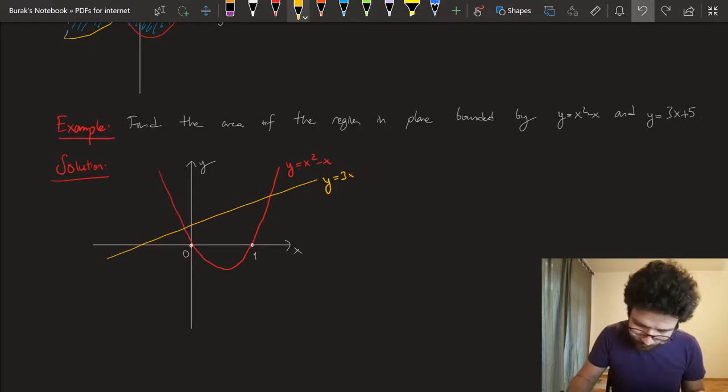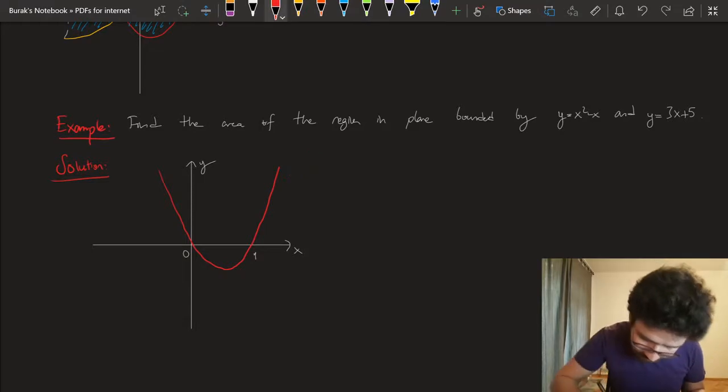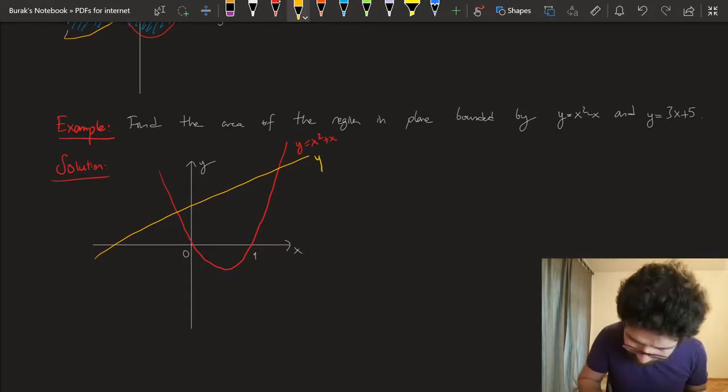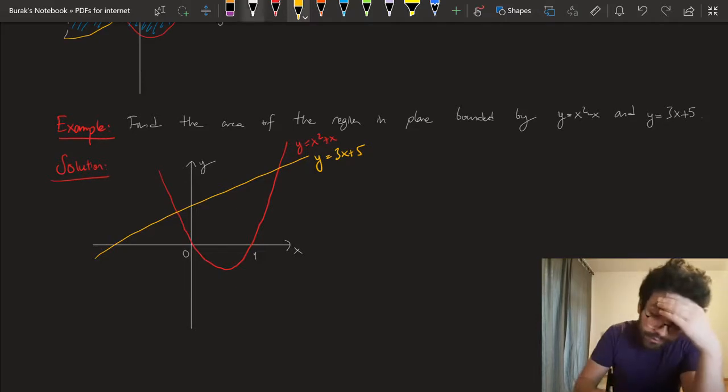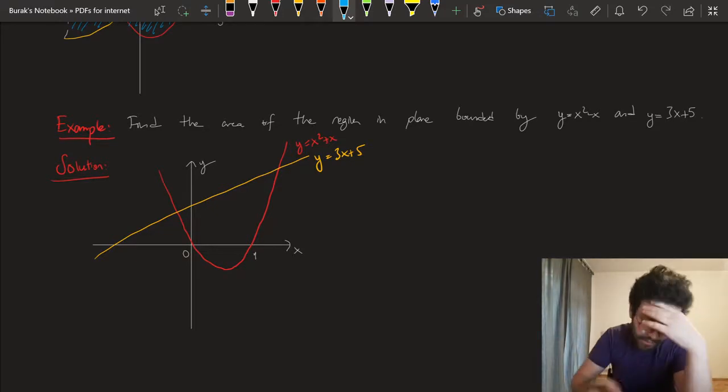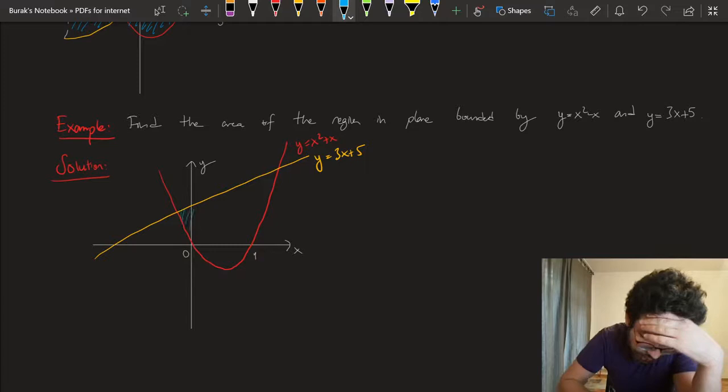Now, maybe I should just put it over here, and yes, this is better. 3x plus 5. It's going to look like this. Now, the region bounded by these, because I'm using the phrase bounded, I'm supposed to find the region which does not extend to infinity. The region bounded by these two curves is this one. Okay.